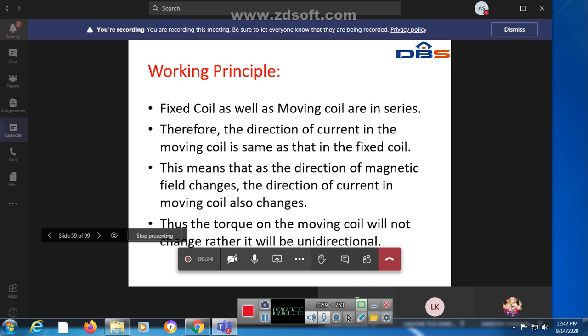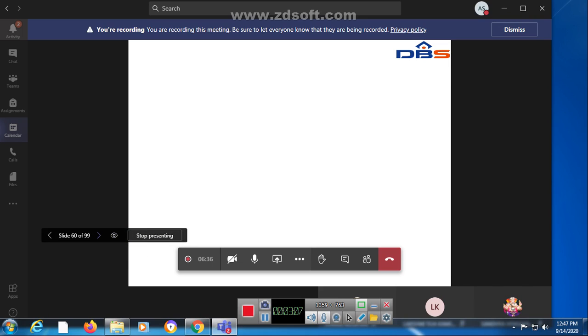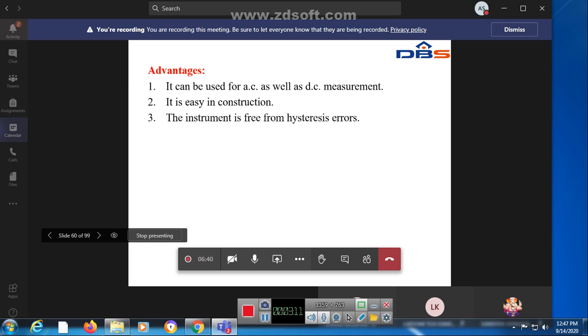The torque on the moving coil will not change, rather it will be unidirectional. Whenever the magnetic field direction changes, the direction of the current also changes, but the torque produced on the moving coil will be the same. That means here you can produce a unidirectional torque.